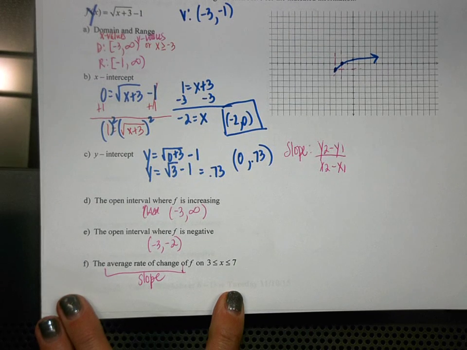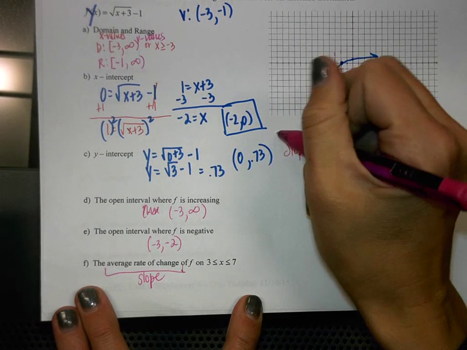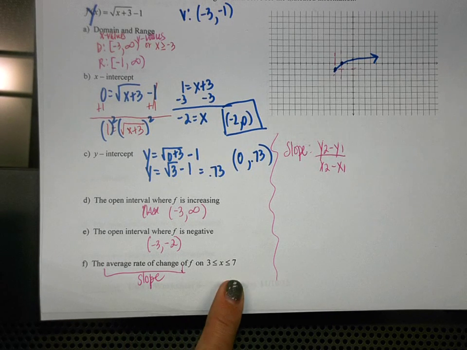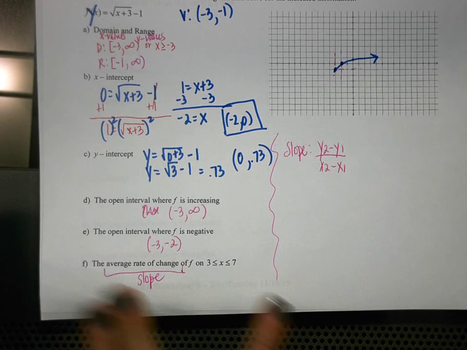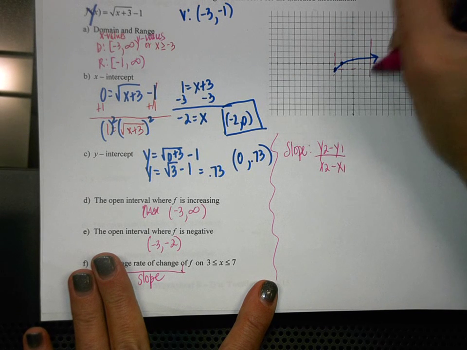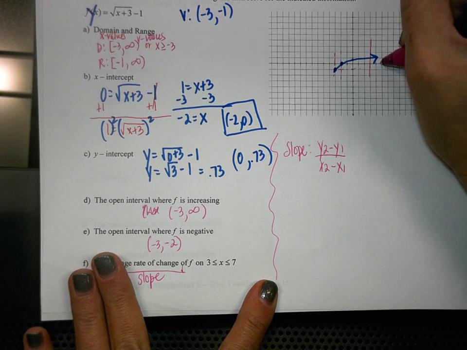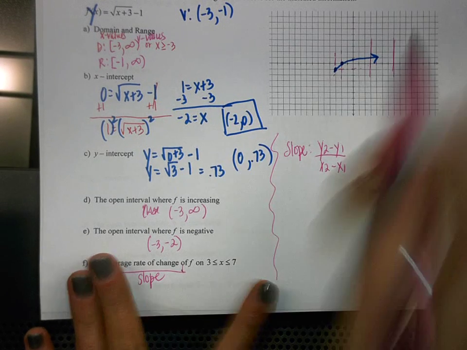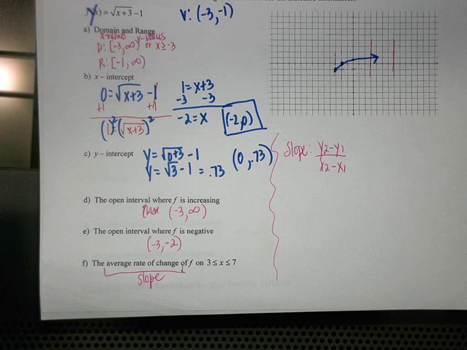And so specifically, they are wanting the rate of change from 3 to 7. This is 3, right? All the way to 3, 4, 5, 6, 7. So they're wanting to know, what's the slope of the line from those 2 points? So how do you find it? Well, you first have to find the 2 points. If they're asking from 3 to 7, we need to plug in 3, get the answer, and then plug in 7 and get the answer.